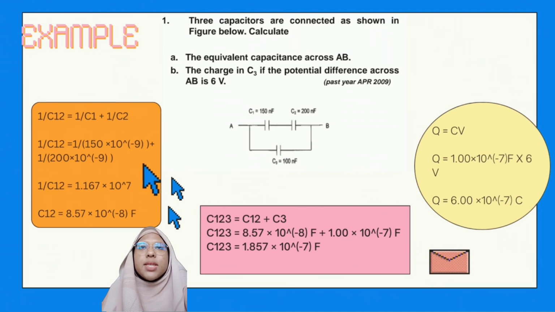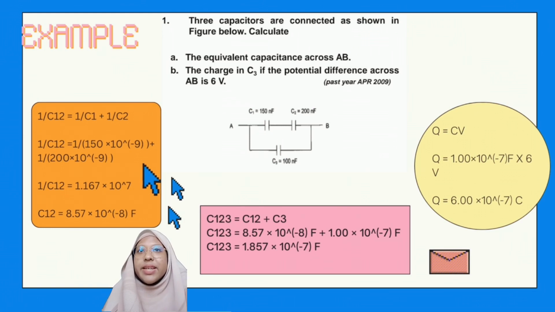So we need to sum up C12 with C3 to get C123, which is the value of equivalent capacitance across AB. So C123 is equal to C12 plus C3. C12 is 8.57 times 10 to the power of negative 8 farad plus 1 times 10 to the power of negative 7 farad. So C123 is equal to 1.857 times 10 to the power of negative 7 farad.